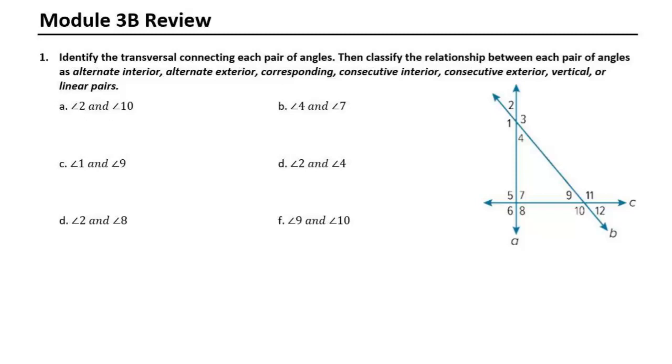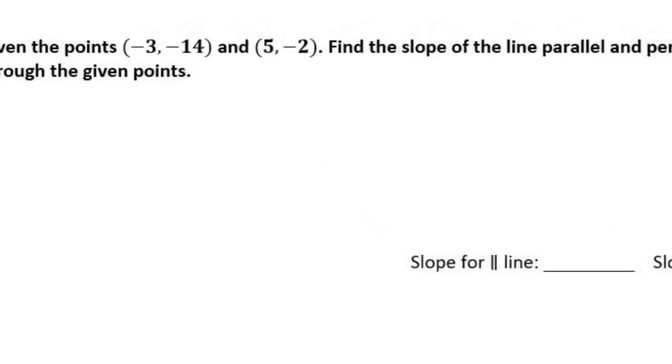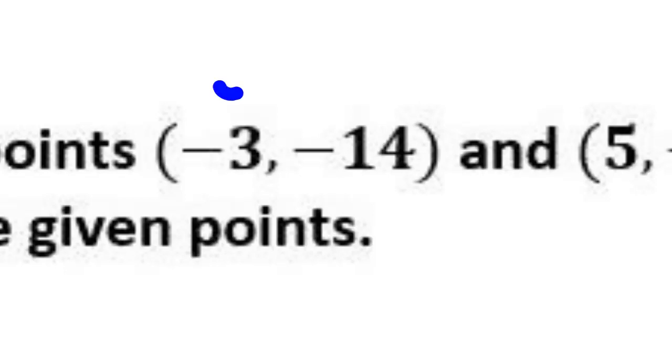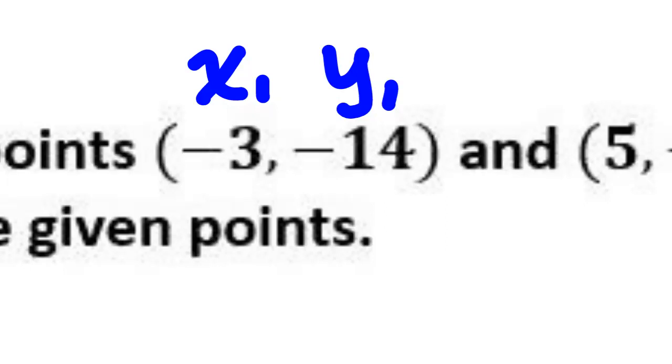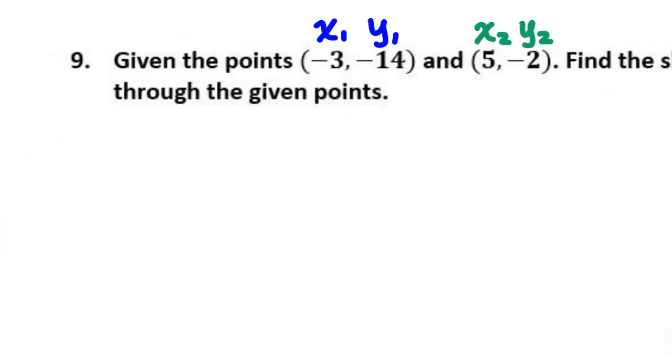All right, problem number 9. So we are being asked to find the slope of the line that would be parallel and perpendicular to the line that runs through these 2 points. They're giving me x1 and y1 with this first point, and they're giving me x2 and y2 with the second point. We need to find the slope that goes through those 2 points.